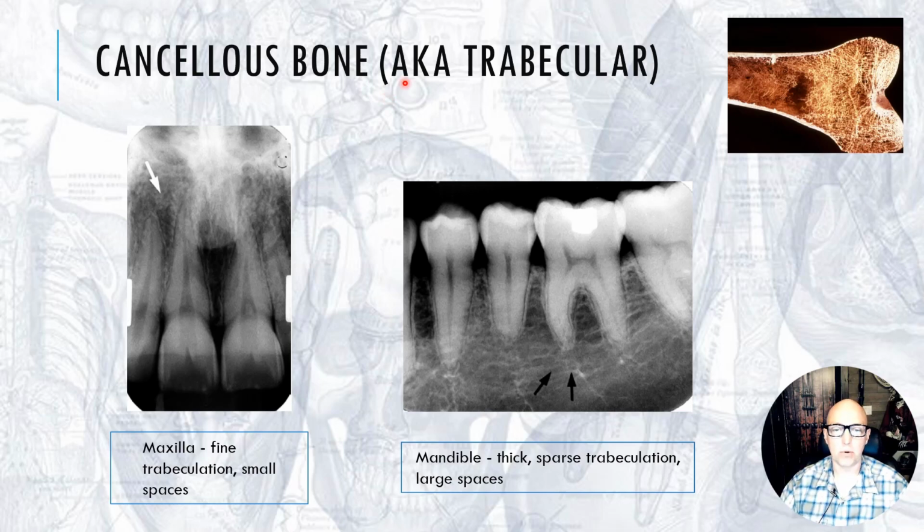All right, cancellous bone or trabecular bone, what you're seeing here is the marrow spaces. So the marrow spaces are the less dense, the fatty material that's inside bones, and the trabeculation is these radiopaque lines. We'll see a difference between the maxilla and the mandible. The maxilla has more fine trabeculation, small spaces, whereas the mandible has more thick trabeculation, but more sparse, larger spaces. So they're more spread out in the mandible.